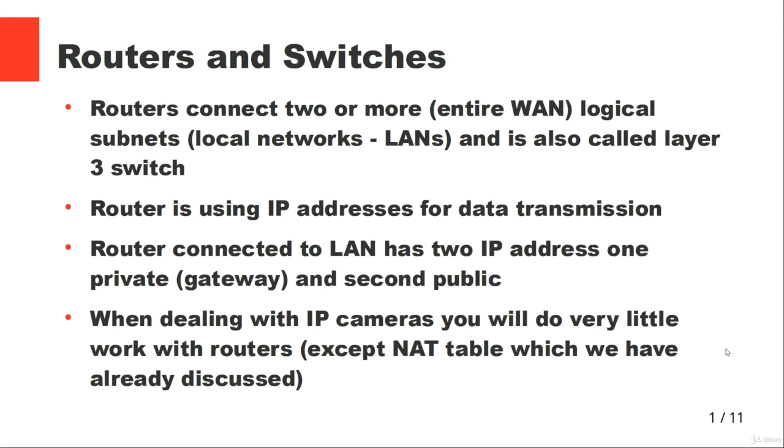Router is connected to LAN. When a router is connected to LAN, it has two IP addresses. One private, which is called the gateway, and very often it's just number one. So you have your IP range like 192.168 and let's say 30, and then it's .1, and that's your gateway. And then I have a second address which is public. So it works like a gateway between the LAN and WAN, between the LAN and the internet.